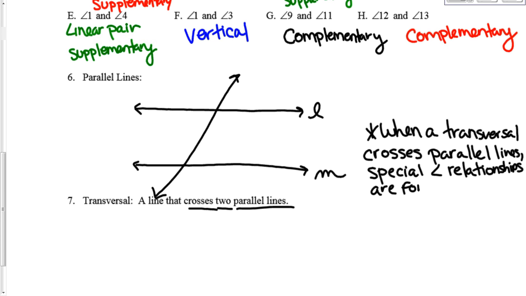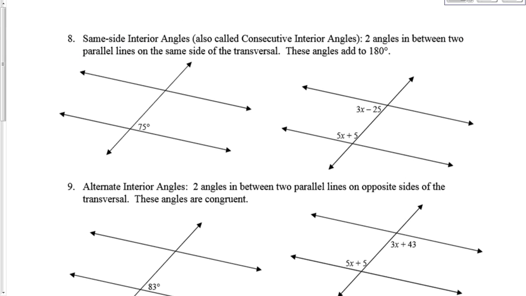Eventually, we will be using this information to work backwards as well, meaning we can take angles and prove lines parallel knowing what we know. We will get into that later on though. Okay, so let's take a look at the next page. Let's dive into what these angle relationships are.